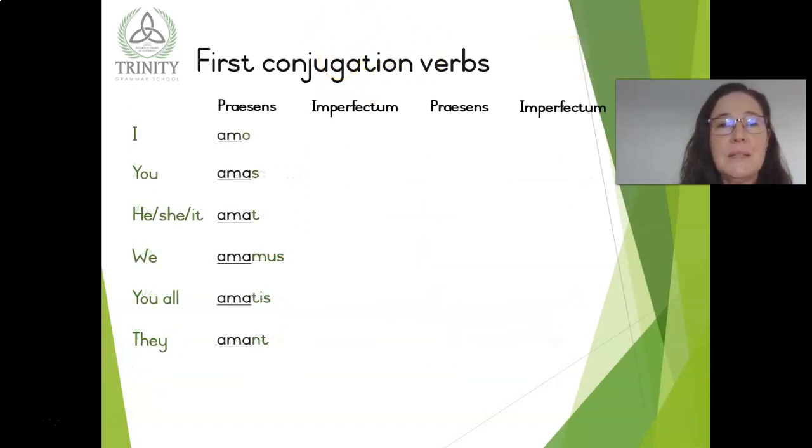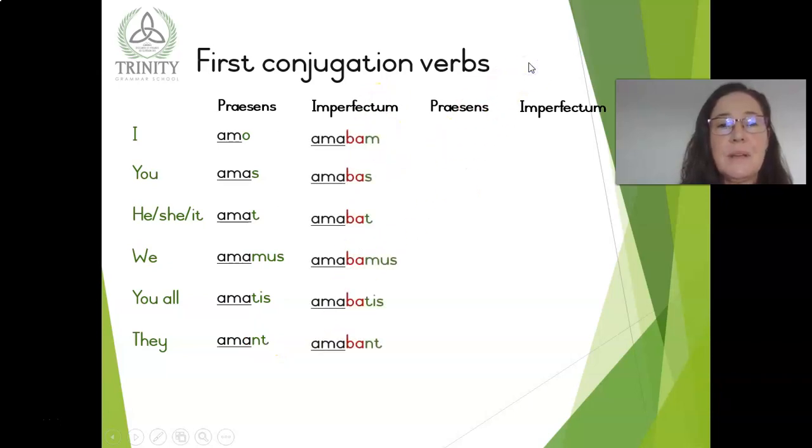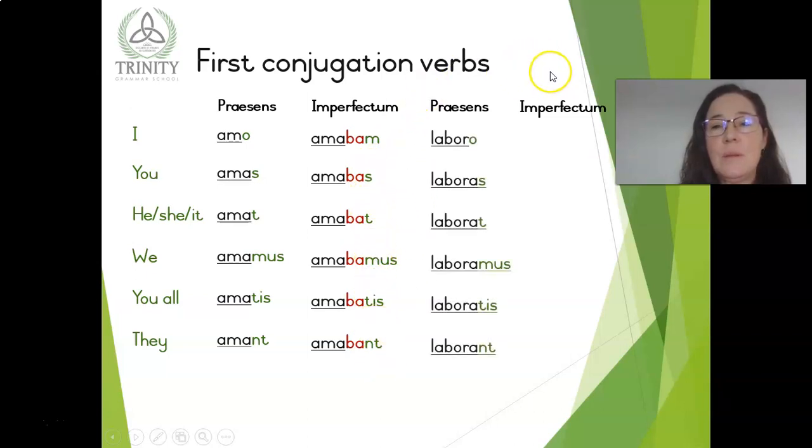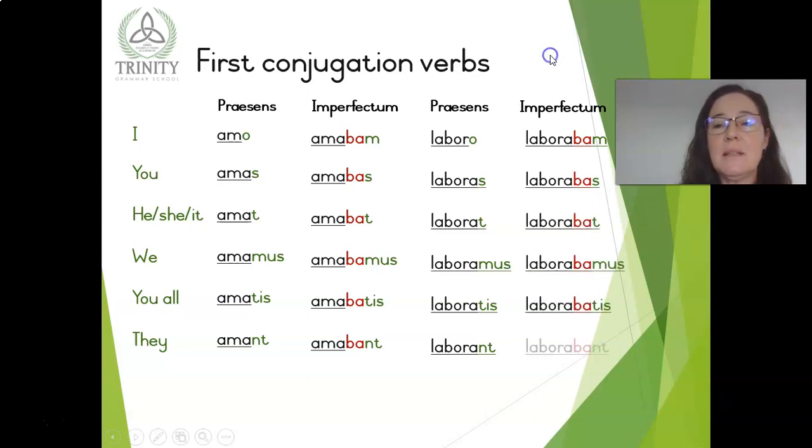So, let's see. We've got our praesens and our imperfectum. Amabam, amabas, amabat, amabamus, amabatis, amabant. I know that I'm repeating this, but it's just so that you can keep getting it. There's the stem, there's the time indicator that indicates the time, and then here is our person ending, who's doing it. And the same for laboro, laboras, laborat, laboramus, laboratis, laborant, laborabam, laborabas, laborabat, laborabamus, laborabatis, laborabant. Okay.